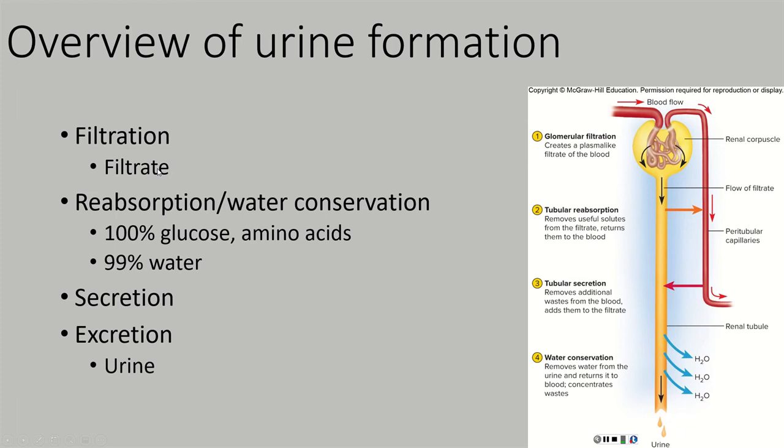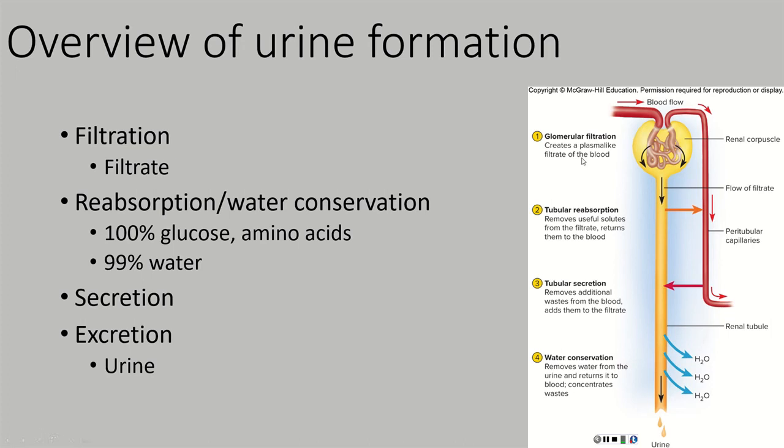What is filtrate? Filtrate is very similar to plasma. There's going to be some differences. We'll see those later, but it is almost exactly the same thing as plasma. It does not have the proteins that plasma has, and some of the ion distribution will be a little bit different, but it's very similar to plasma, and by the time we get to the end of the nephron, it will be considered urine. So filtrate is almost plasma on its way to becoming urine.